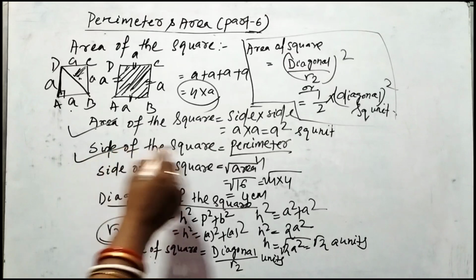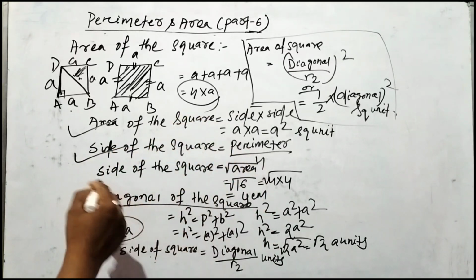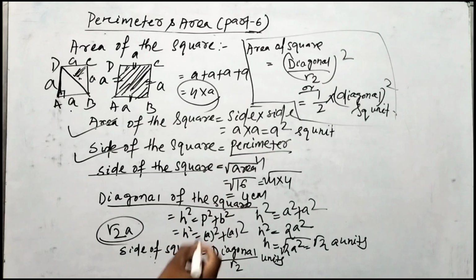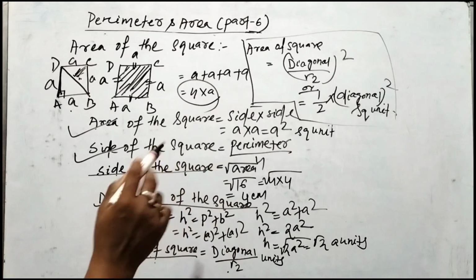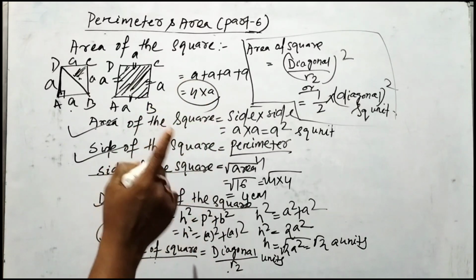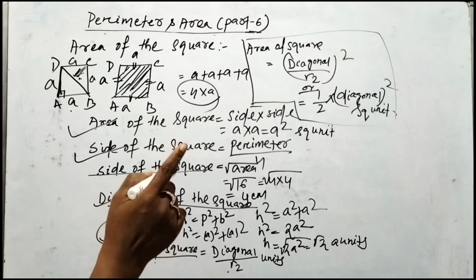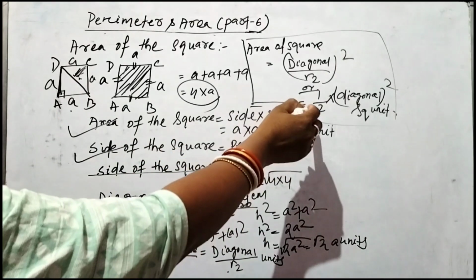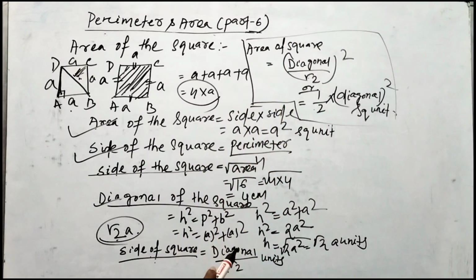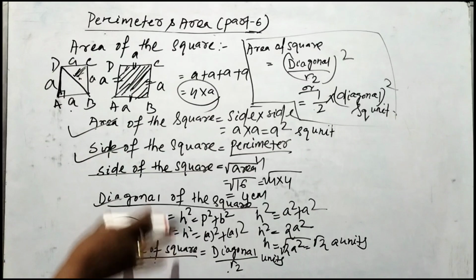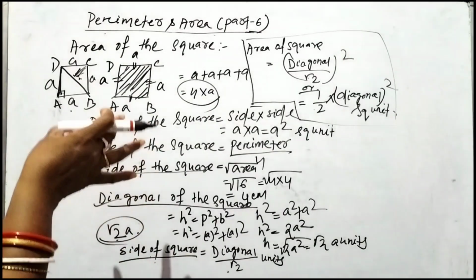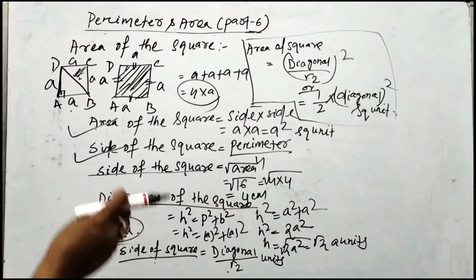Area is side into side. Side of the square is perimeter by 4 when the perimeter is given, or the square root of the area. Diagonal of the square is root 2 A units. Side of the square when the diagonal is given is diagonal by root 2. Area of the square is diagonal by root 2 whole square, otherwise 1 by 2 into diagonal square. How is it 1 by 2? Root 2 into root 2 is 2, so it is 1 by 2 into diagonal square. This is all about the area of the square, and you can use the formulas to find the result.